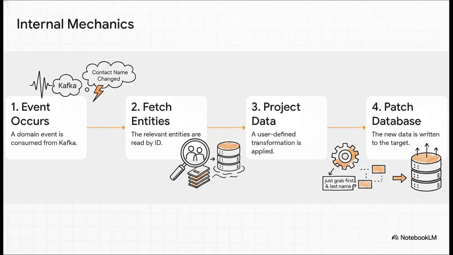Step 2, the Materializer sees that event and fetches all the relevant stuff, the contact itself, and every single task that's linked to it. Step 3, it applies the simple little transformation you wrote, something like, just grab the first and last name. And finally, step 4, it patches that new data right into the task records in the database. It's a clean, automated, event-driven flow.